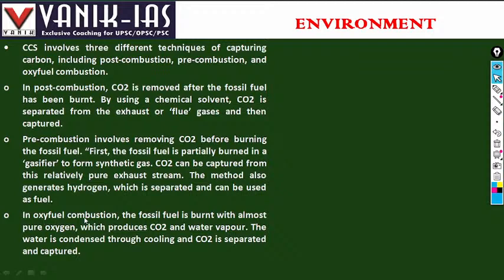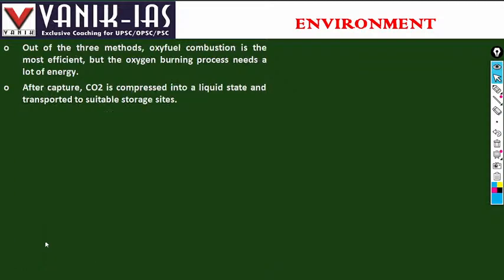In oxy-fuel combustion, the fossil fuel is burnt with almost pure oxygen, which produces carbon dioxide and water vapor. The water is condensed through cooling, and the carbon dioxide is separated, captured, and then transported for storage. Out of the three methods, oxy-fuel combustion is the most efficient, but the oxygen burning process needs a lot of energy. After capture, the carbon dioxide is compressed into liquid state and transported to suitable storage sites, and stored beneath the earth in the rock strata.